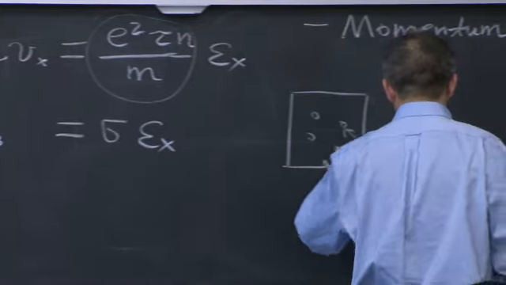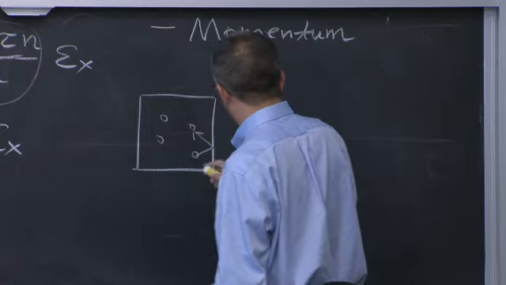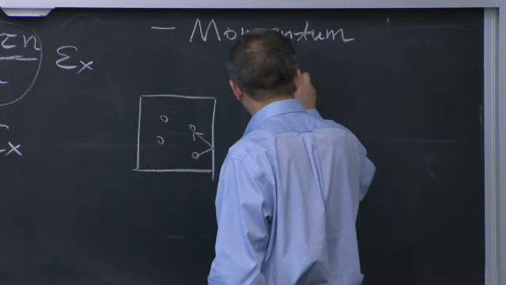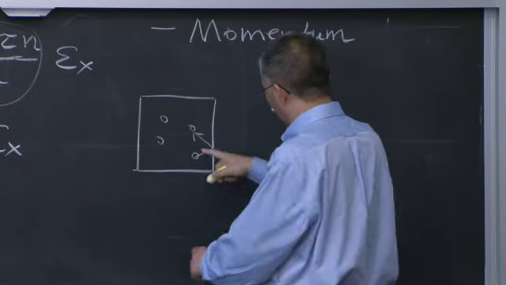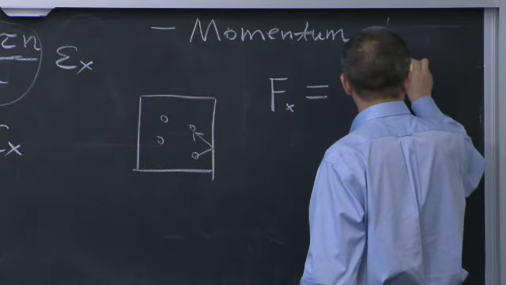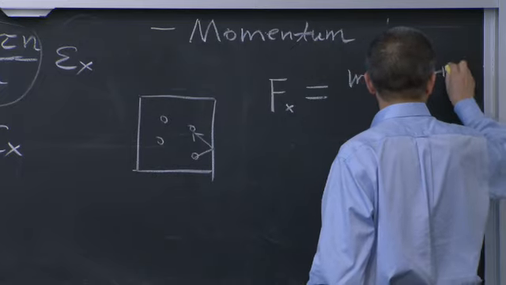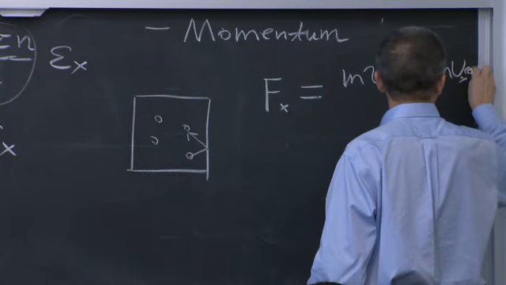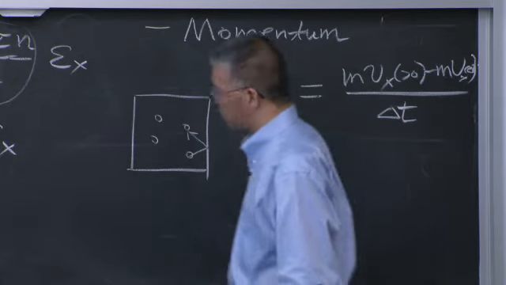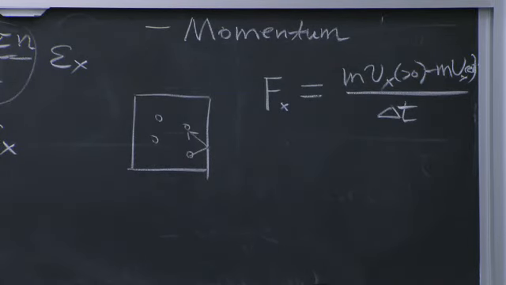Okay? So here is, of course, the force, let's say, Fx on the wall from a single molecule, is mvx, with vx larger than 0 before and less than 0 after, divided by delta T. So that's the single molecule acting on the wall with force, right?